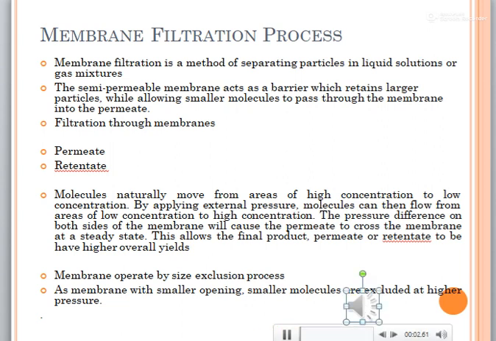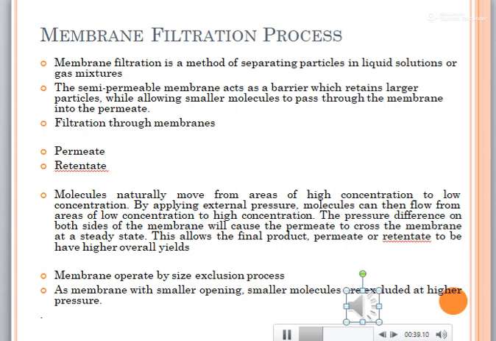Membrane filtration process. Filtration through a membrane under pressure is an effective means of removing solids and impurities from water. Membrane filtration is a method of separating particles in liquid solutions and gas mixtures. The technique is used in a wide range of applications ranging from dairy processing to wastewater treatment. The semi-permeable membrane acts as a barrier which retains large particles while allowing smaller molecules to pass through the membrane into the permeate.